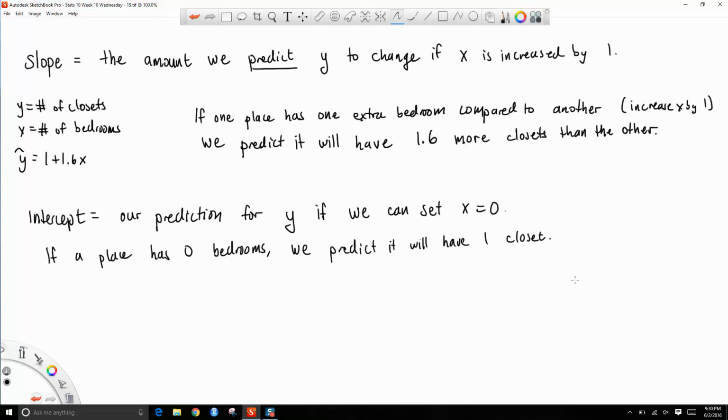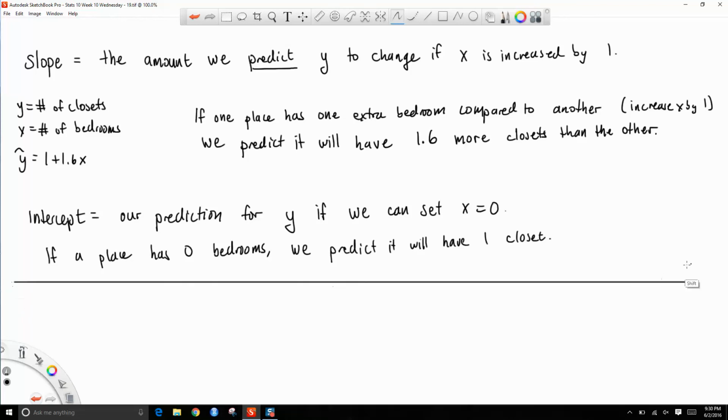But in other cases, we would have different models. Let's say x is a woman's height, and y would be her mother's height.